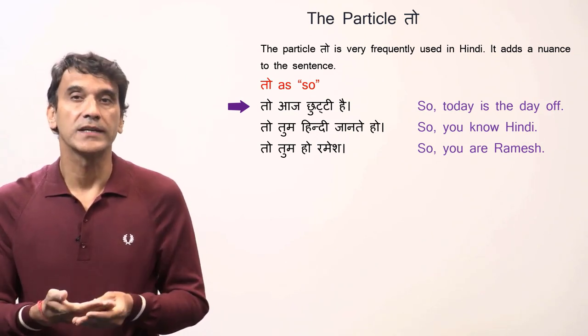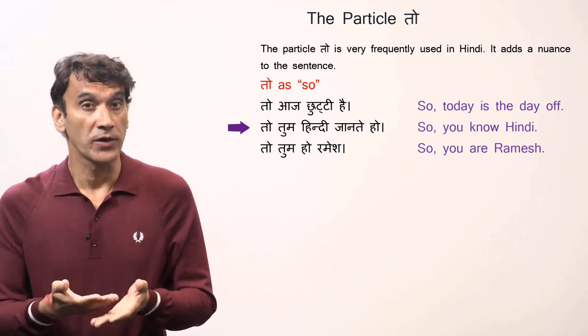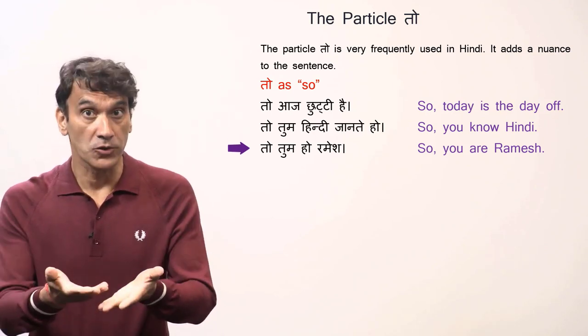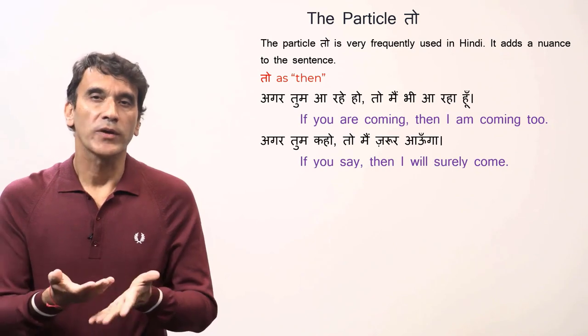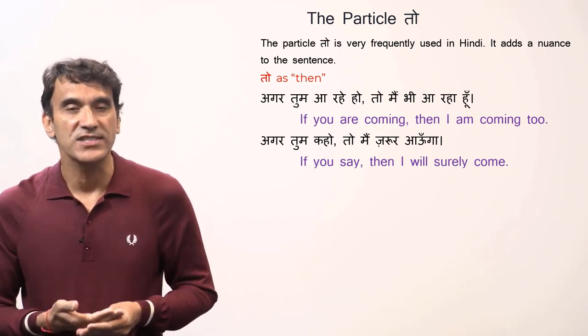"To aaj chutti hai", so today is the day off. "To tum Hindi jante ho", so you know Hindi. "To tum ho Ramesh", so you are Ramesh. "To" can also link two sentences as a conjunction. In that case, it means "then".